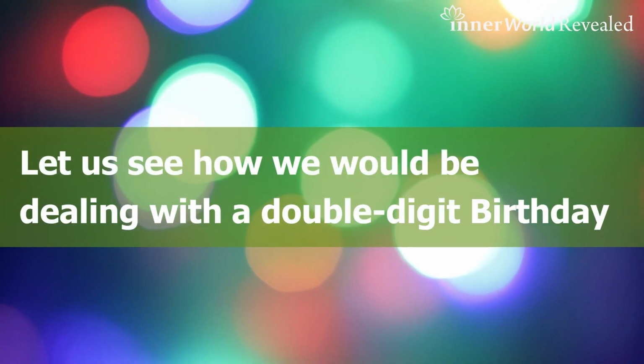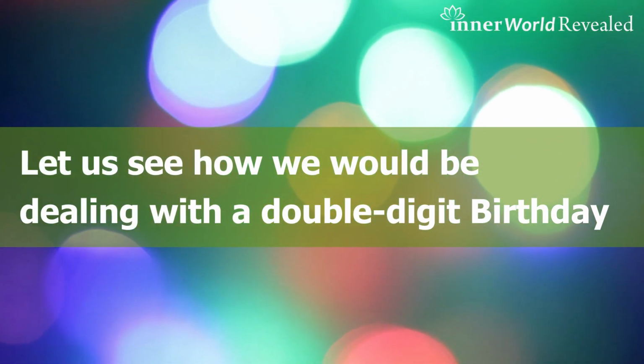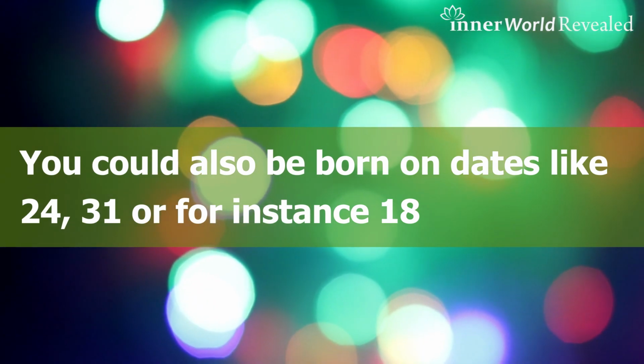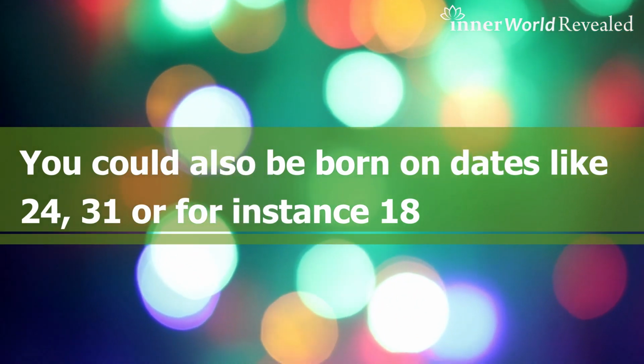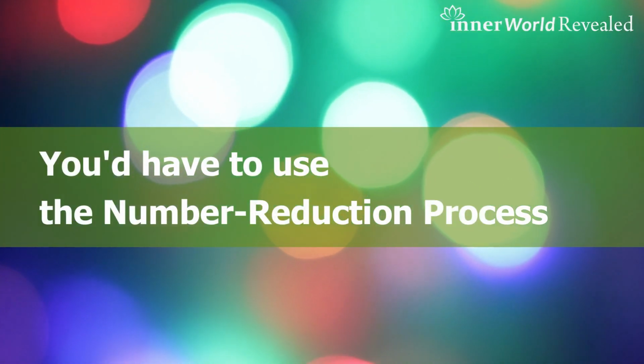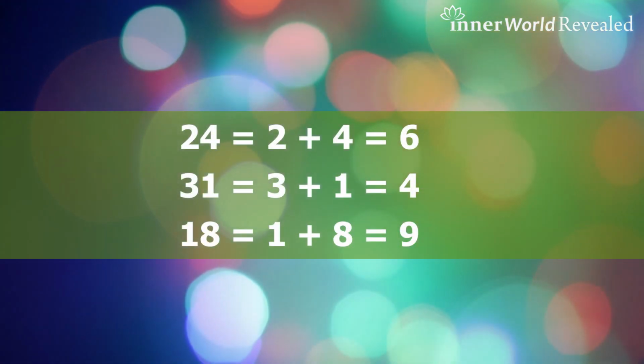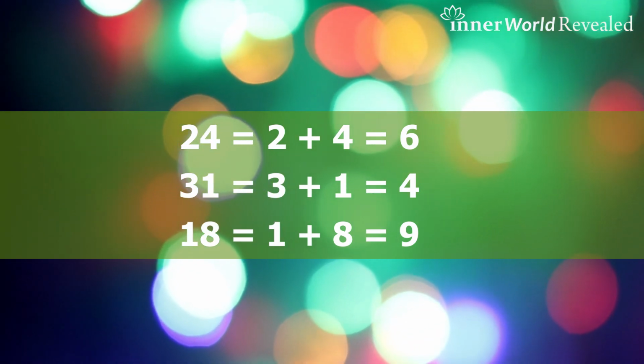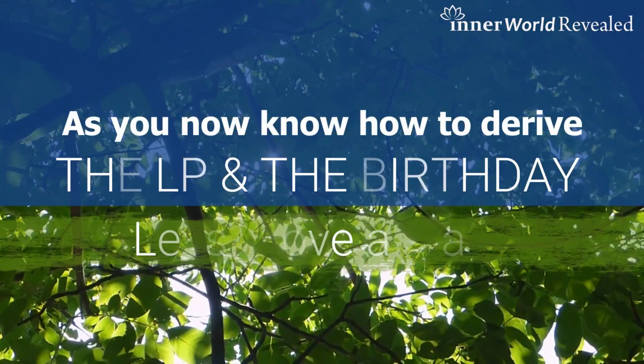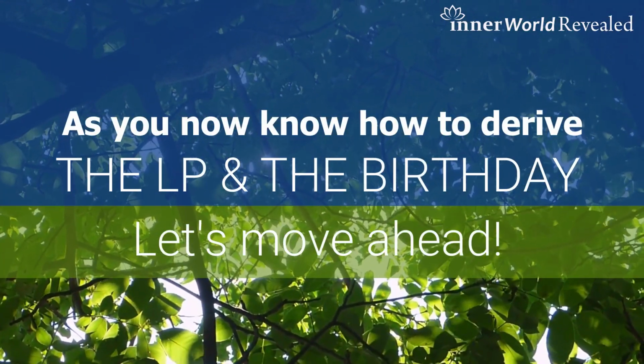Now, this is a single digit birthday number, but you could be having a double digit code. Say for example, you could be having a birthday number which is 24 or 31 or for instance 18. So you then have to use the same method of number reduction and reduce that into a single digit. So 24 is going to reduce to 6, 31 is going to reduce to 4, and 18 is going to reduce to 9.